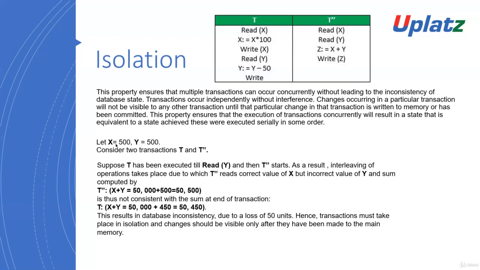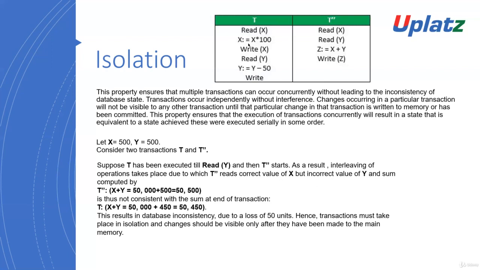Going to the example, let's say we have X equal to 500 rupees for transaction T and we have Y equal to 500. Now consider two transactions T and T quote. Suppose T has been executed till read Y. Then T quote starts. As a result, interleaving of operations takes place, due to which T quote reads the correct value of X but an incorrect value of Y.